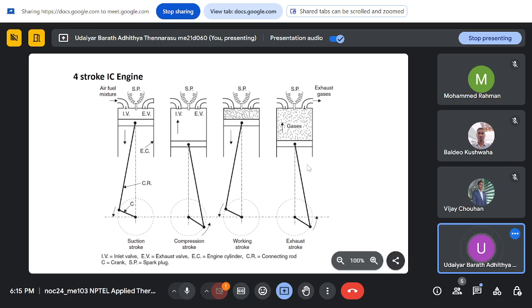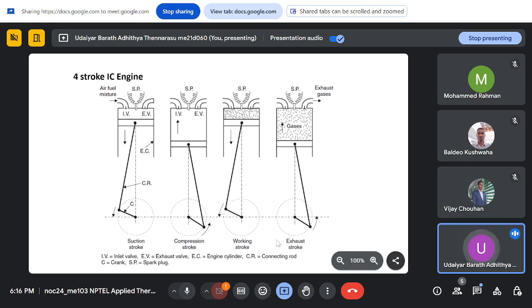A cycle completes in two revolutions of the crankshaft. In a four-stroke engine, each revolution has two strokes, one from top to bottom and one from bottom to top. So you have four strokes for a cyclic process to complete, which requires two revolutions. Generally the only work-generating one is the working stroke, and the rest have to be driven by this working stroke.